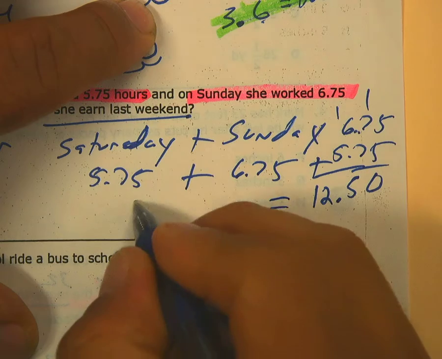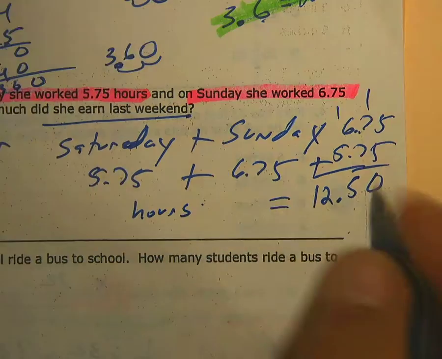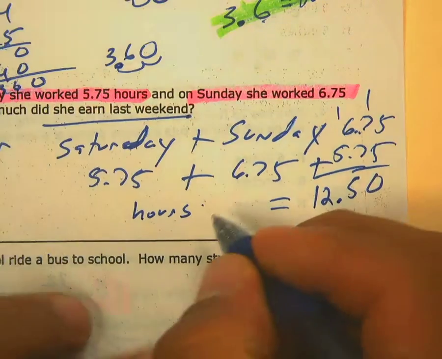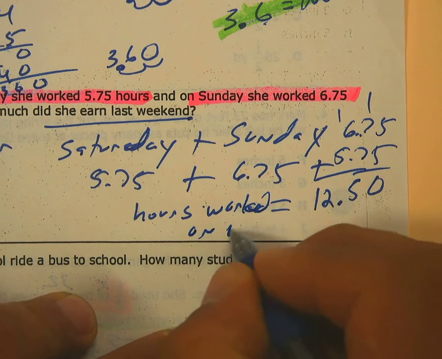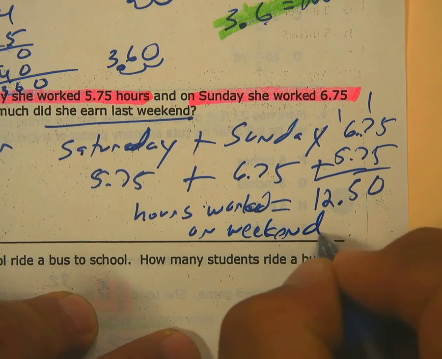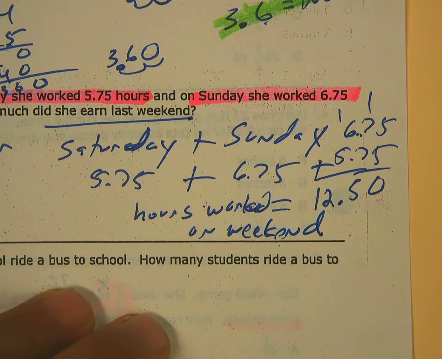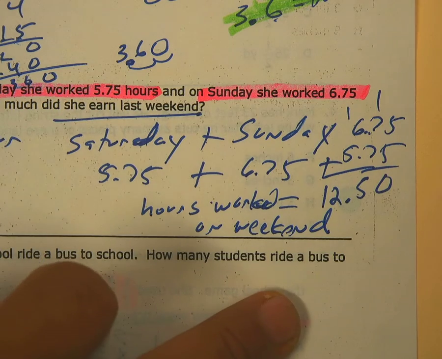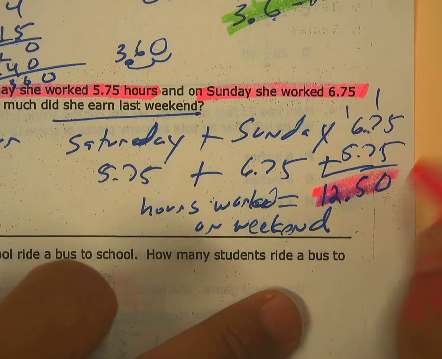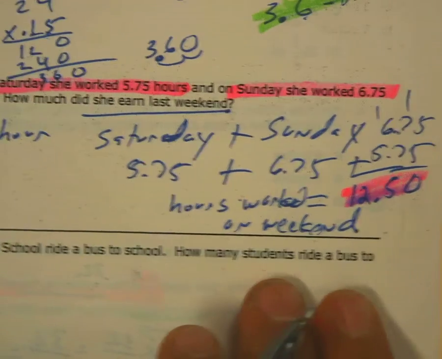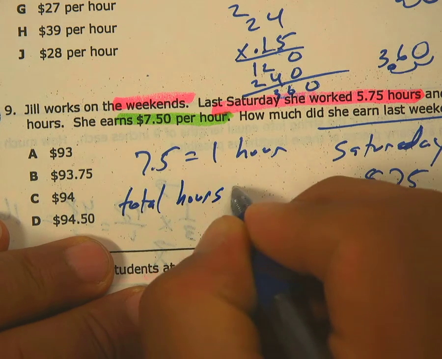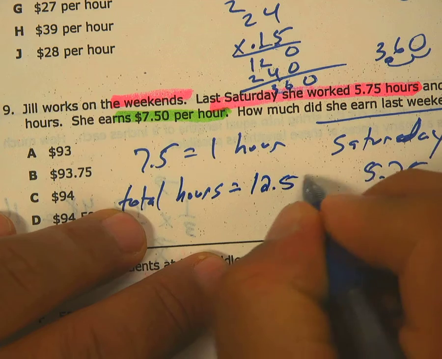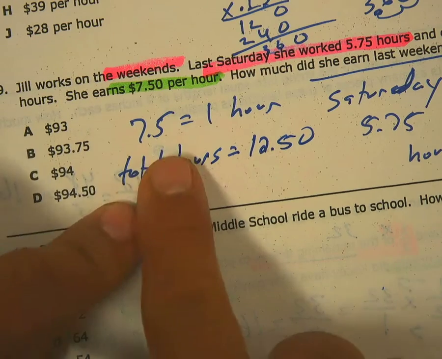This equals hours worked on the weekend. So the hours she worked on the weekend is 12.50, and so that number there, total hours, I'll put over here. That's kind of messy, sorry about that. So total hours equals 12.50.